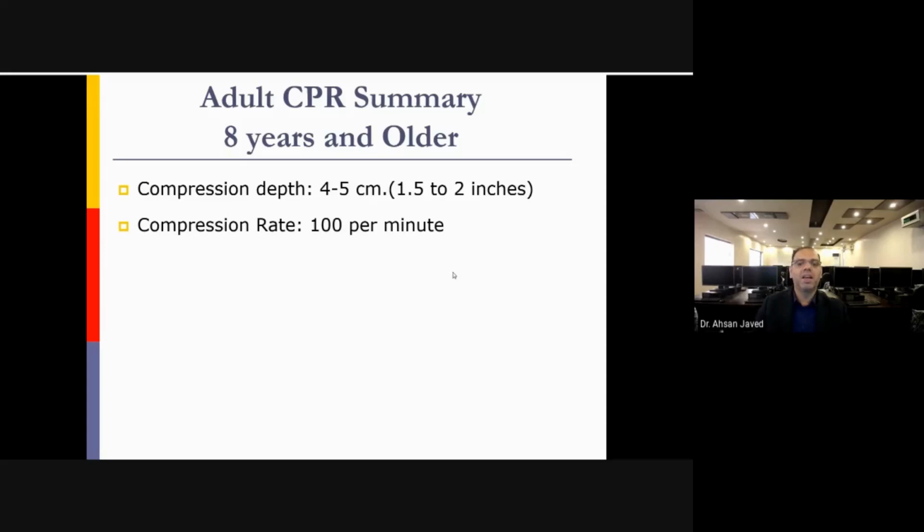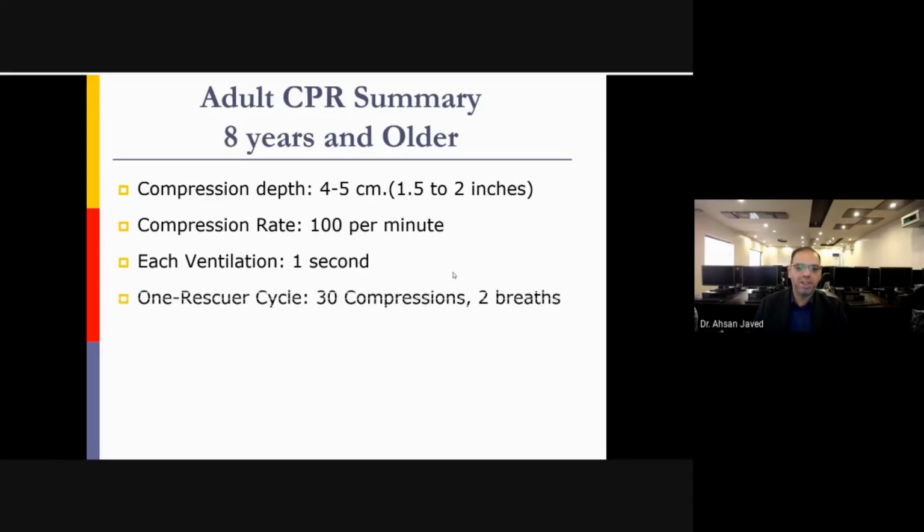Compression rate is around 100 per minute. There are 60 seconds in a minute, and you have to give almost 2 compressions in a second. So that should be monitored. With each compression, you have to count also. You can count also, and usually each ventilation should be of 1 second.